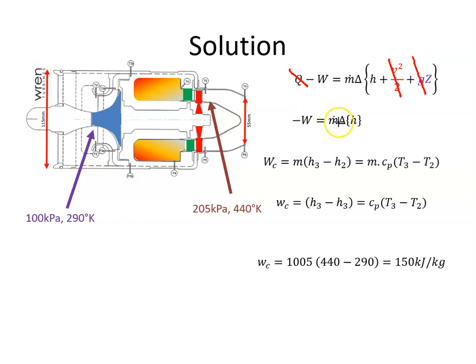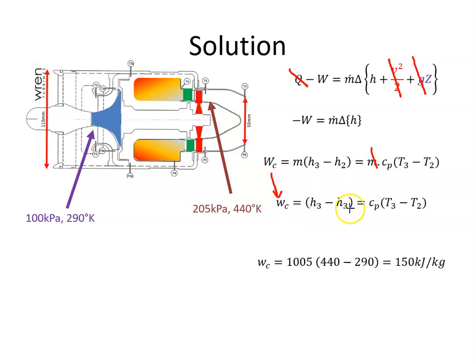So the specific work required, I'll say that again, the work required to drive the compressor is m times the change in enthalpy. And that will be m times H3 minus H2, so the output minus the input. And that becomes m times Cp times (T3 minus T2). Okay, we weren't given the mass, so we have to neglect that, and when we do that, we get the specific work, which is represented by small w.